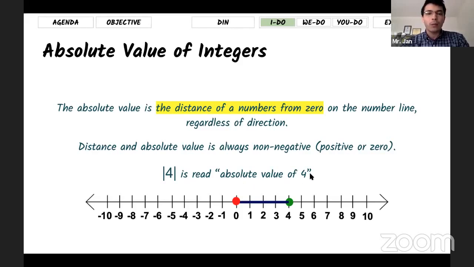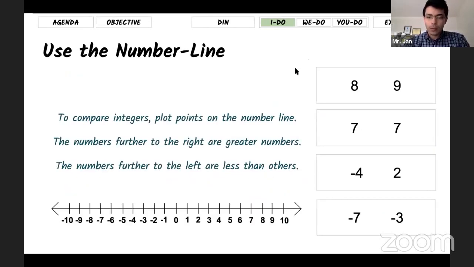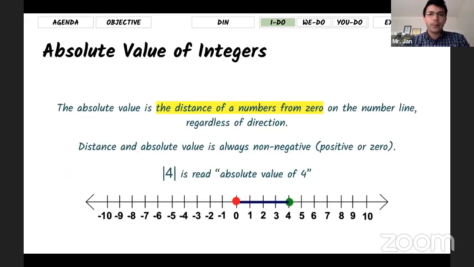It's the absolute value of 4, and the meaning is you need to find 4 on the number line, and the meaning is how many steps 4 is far away from zero. It's 4 steps. So the result will be just 4, not -4, not +4. It's just 4. Okay, it tells you the distance of that number from zero. And if we move on, whoops, I went too far.